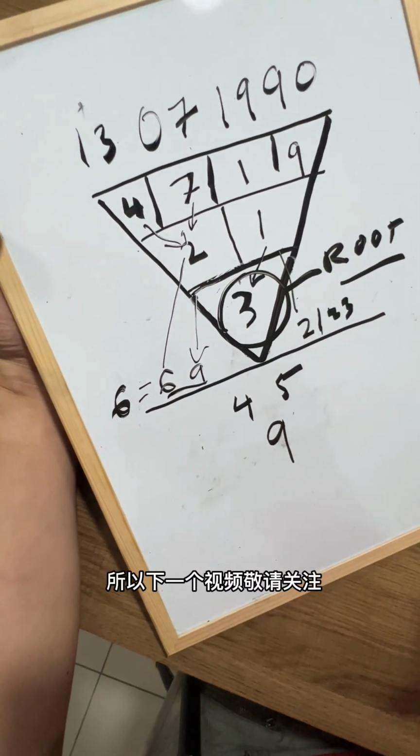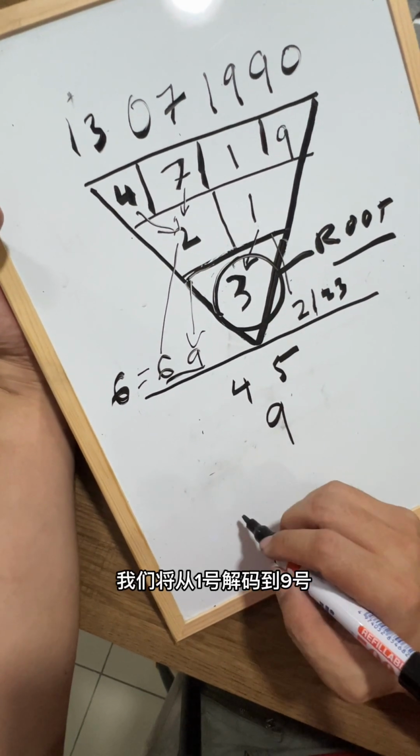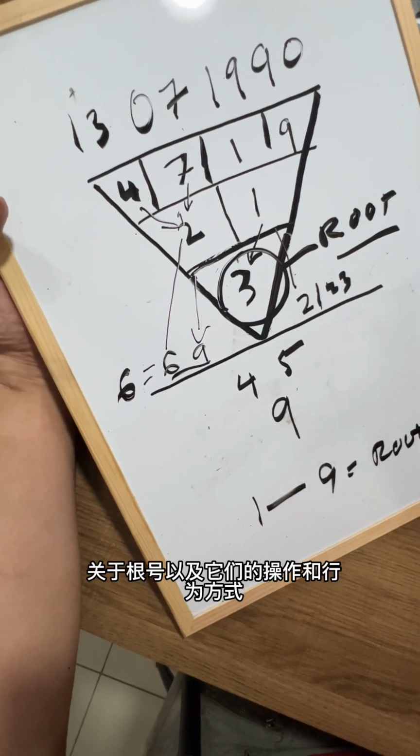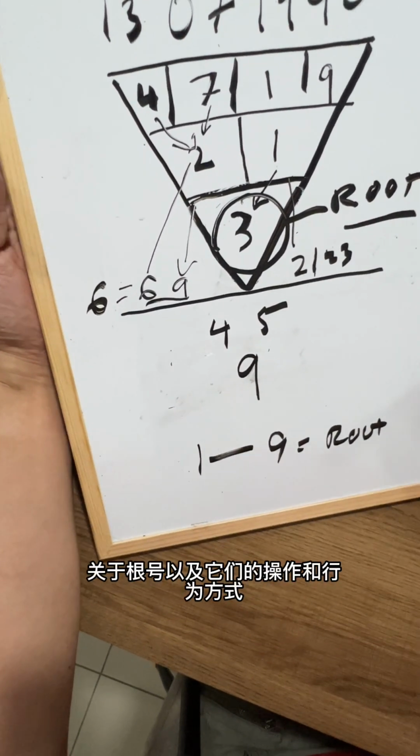So on the next video, stay tuned. We will decode from number 1 till number 9 on the root number and how they operate and behave. All right?